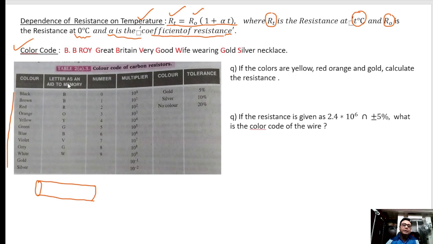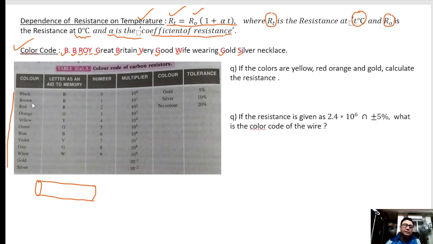See how to remember this list. B B Roy: B for black, B for brown, Roy: red, orange, yellow. Great Britain: G for green, B for blue. Very: violet. Good: grey. Wife: white. Then G for gold and S for silver.